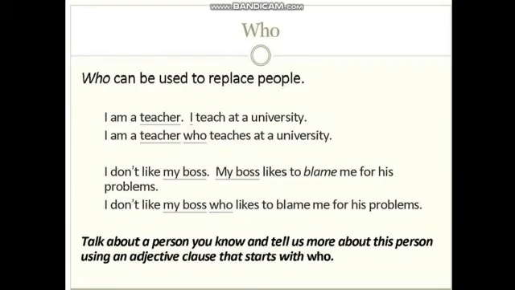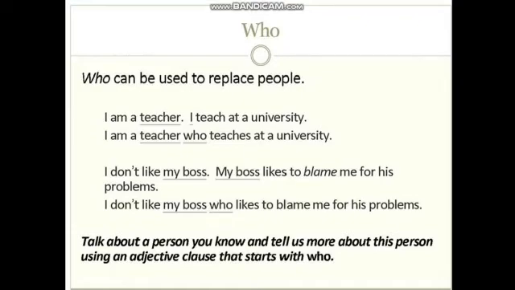Again, two sentences are given to join. So the first one is, I'm a teacher and I teach at a university. If I add who here, the sentence is, I'm a teacher who teaches at a university. Or, I don't like my boss who likes to blame me for his problems. So remember, it replaces people.